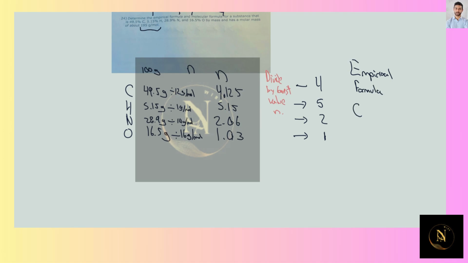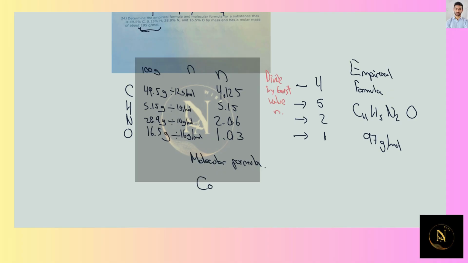would be C4H5N2O. And this compound would have a molecular mass of 97 grams per mole. And in this case, the molar mass is going to be about 195 grams per mole. So that means that the molecular formula will correspond to twice the amount that we have here.